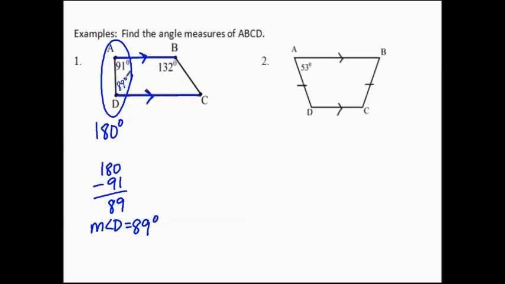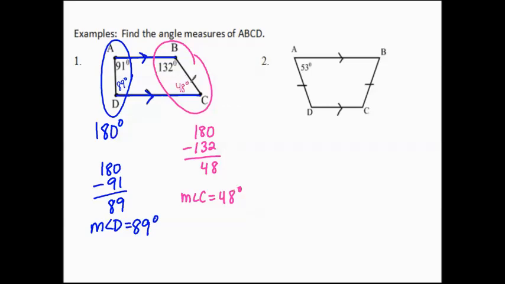When you're giving an angle measure, don't forget the degrees. Can you find the other missing angle, angle C? Why don't you pause the video, see if you can do it on your own. These two, one from one parallel, one from the other parallel, have to add up to 180. So 180 minus 132, 48. There you go. So the measure of angle C is 48 degrees. Again, when you write the angle measure, remember the degree symbol.